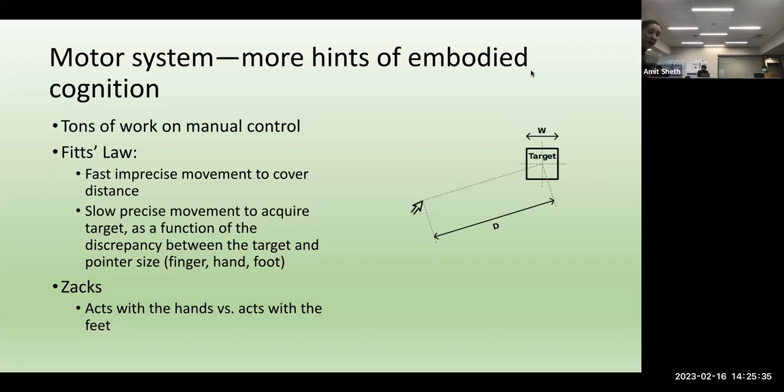If I have a target like this thing right here, for advancing the slides, the first part of my movement is going to be very fast. And as I approach the target, it's going to slow down. The function that guides that movement is called Fitts's Law. And Paul Fitts did the majority of his work at Wright-Patterson Air Force Base in Dayton, Ohio.